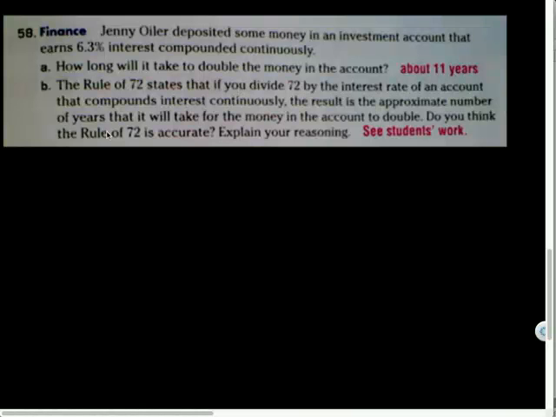Let me give this problem a read. It says, Jenny Euler deposited money in an investment account that earned 6.3% interest. So that's my rate. So R is 6.3%, which is equal to 0.063, if I want a decimal representation of that. Compounded continuously. So that means the formula I'm using is A equals P e to the RT, A equals Pert. So that's the formula I'm using.